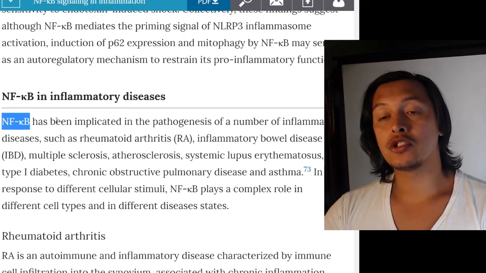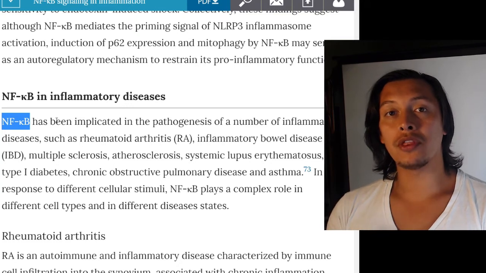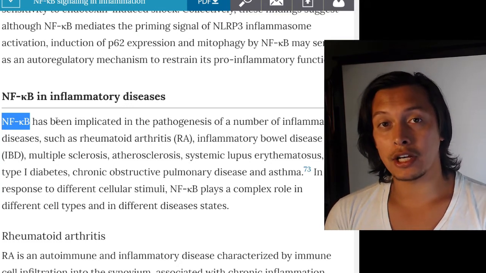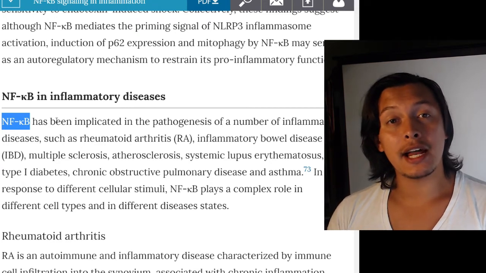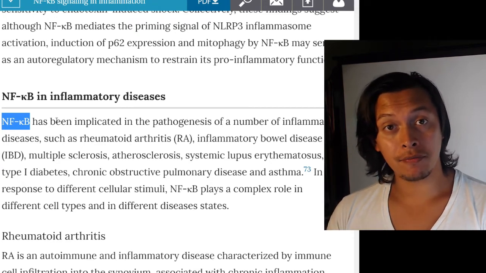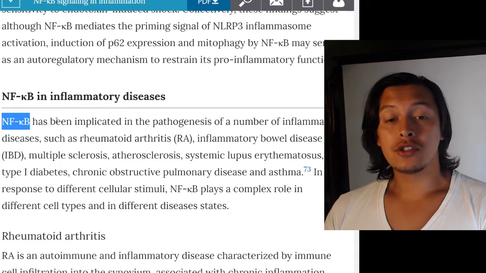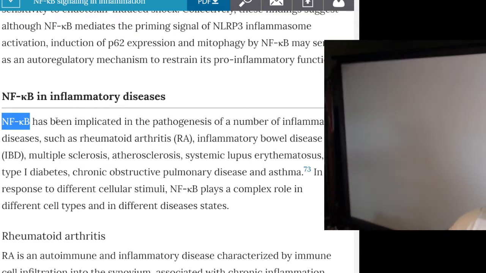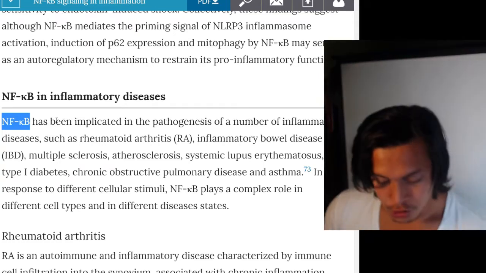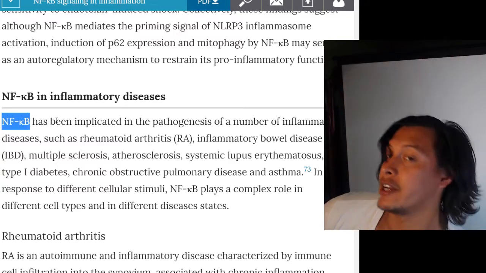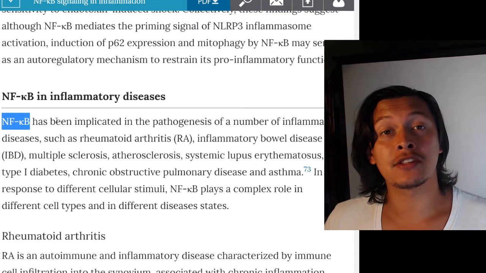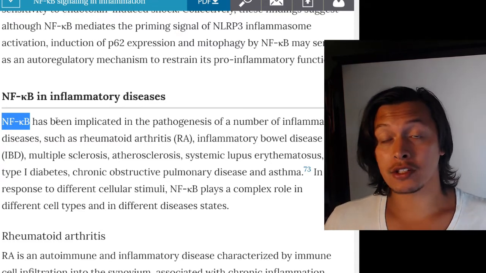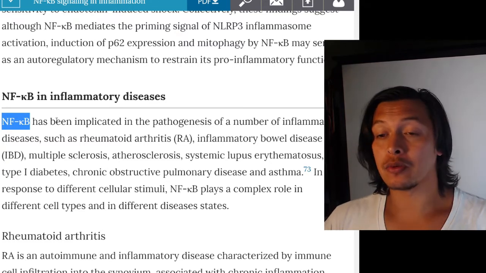And certain signals in the cell will then cause the phosphorylation of the inhibitor protein, which makes that inhibitor protein pop off and then get degraded. So your newly activated nuclear factor kappa B then goes to the nucleus where it affects transcription, which is why it's called a nuclear factor, right?